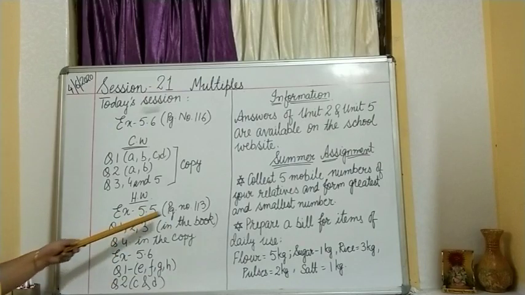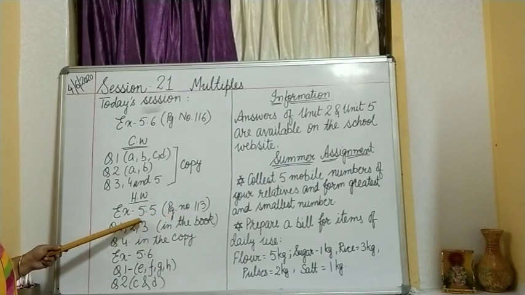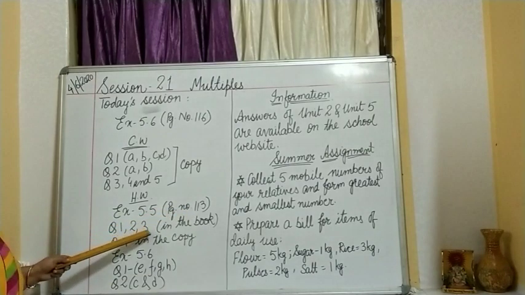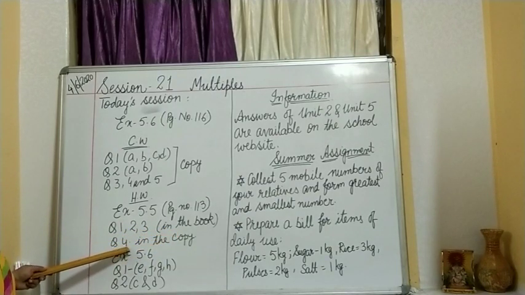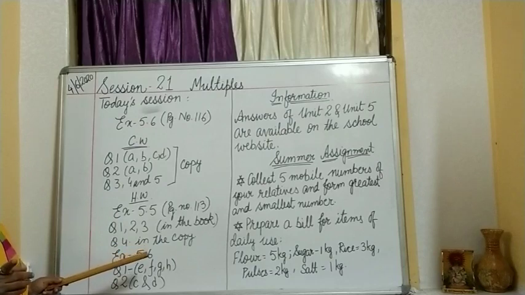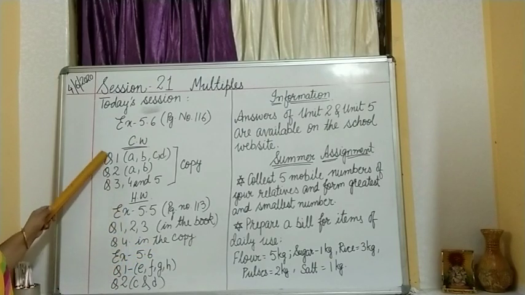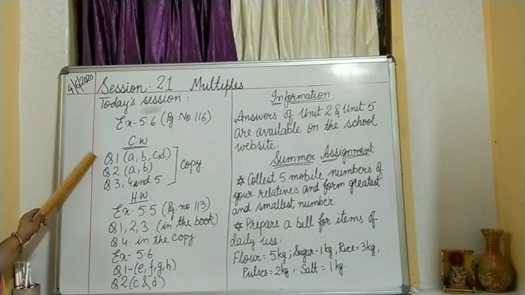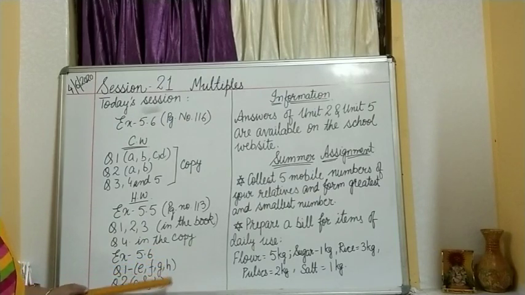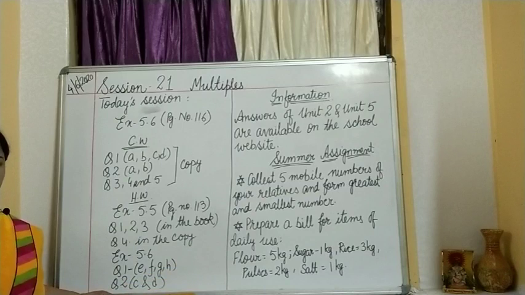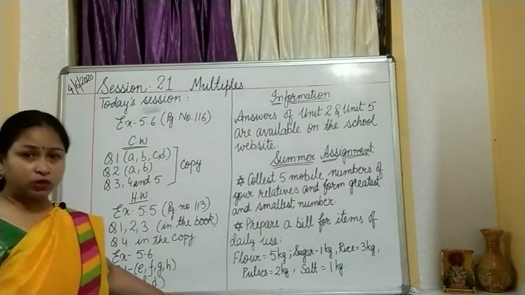What are the homeworks? Page number 113, exercise 5.5. Question number 1, 2, 3, the multiples ones, you have to do in the book. Then question number 4, where you were supposed to find the common multiples, you have to do in your copy. Then the left out ones, that is question number 1 and 2 from exercise 5.6, E, F, G, H of question number 1 and C and D of question number 2, you have to do as homework.